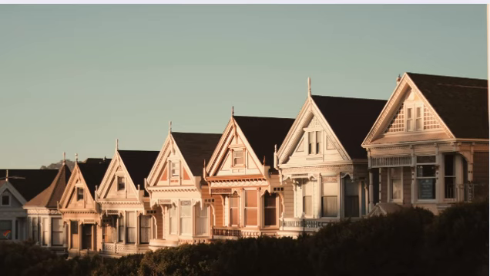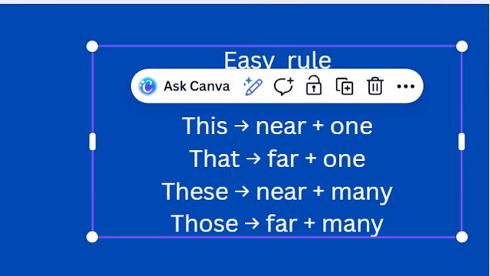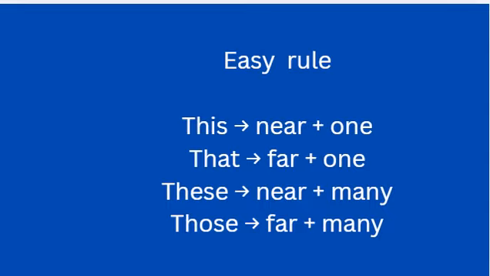If you are confused, don't worry. There is a rule which we can see here. An easy rule which you can keep in your mind. This: near, and it should be only one thing. That: it should be far and only one thing. These: it should be near and it should be many things, more than one thing. Those: it should be far and there should be many things, more than one thing.